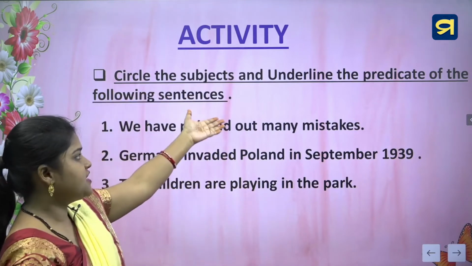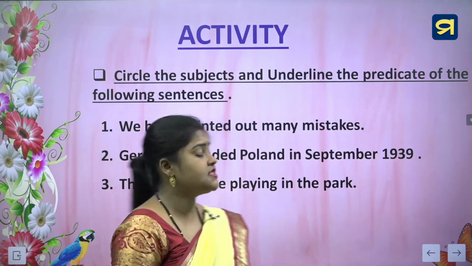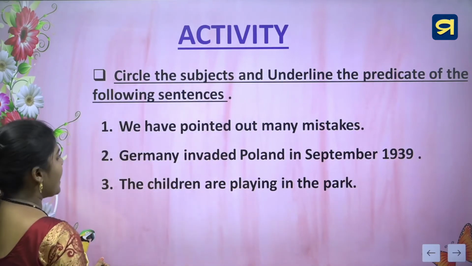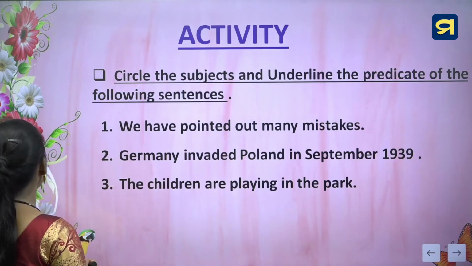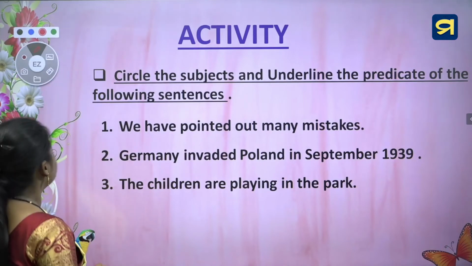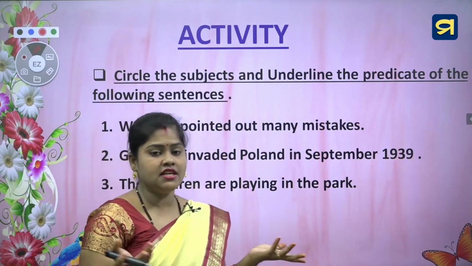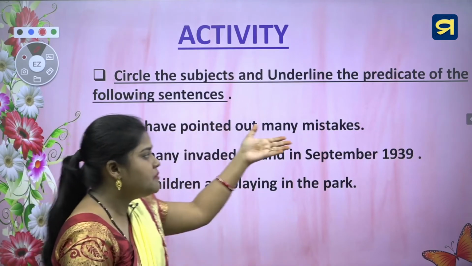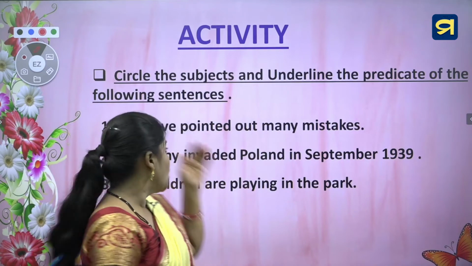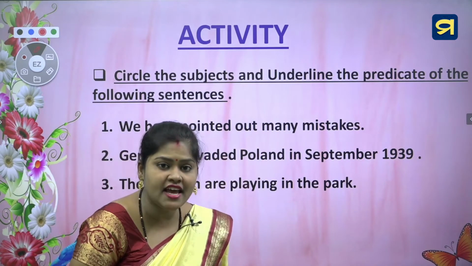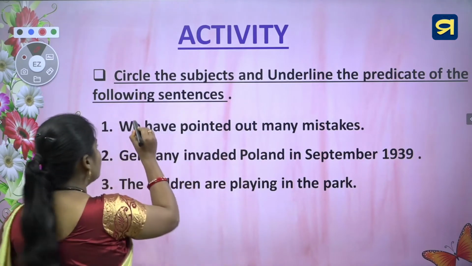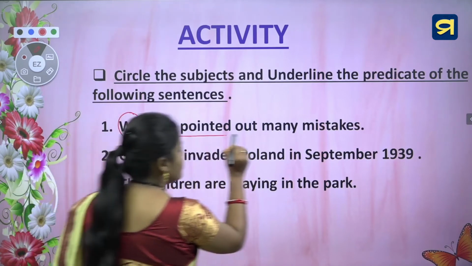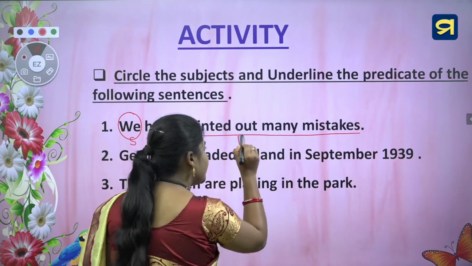Okay, see, let's have some test of subject and predicate. Circle the subjects and underline the predicates of the following sentences. We have pointed out many mistakes. First of all, identify the subject, then you can easily identify the predicate. We have pointed out many mistakes. So question yourself, who have pointed out many mistakes? We. So here we is the subject and have pointed out many mistakes is the predicate.